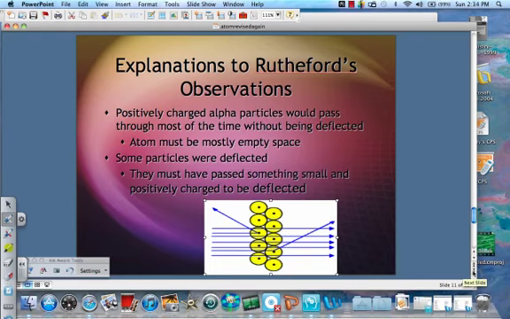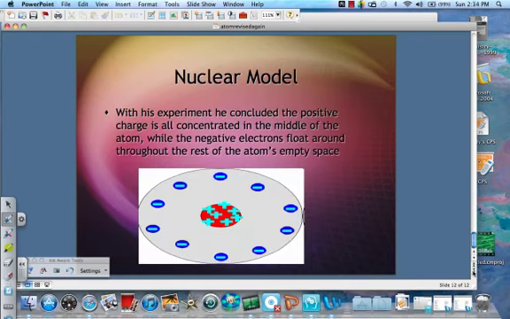So this led to a new model of the atom. We call that the nuclear model. So with his experiment, he said that the positively charged particles were inside something called a nucleus. And then the negative electrons have to float around the rest of the atom's empty space. So Thomson said that there was a very massive positively charged particle, but Rutherford said no, it has to be very small, located in the center, and the electrons have to be orbiting around it.